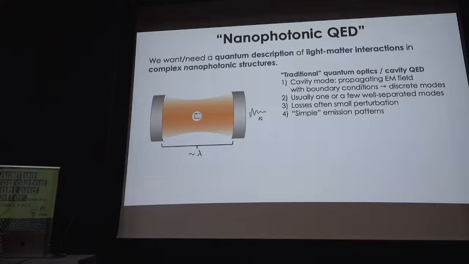I have two mirrors, which give an electromagnetic field with boundary conditions, and then usually I don't have to care about too many different modes and losses of the mirrors. And the emission is kind of just leakage out.